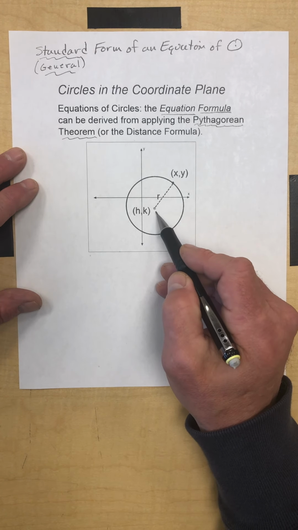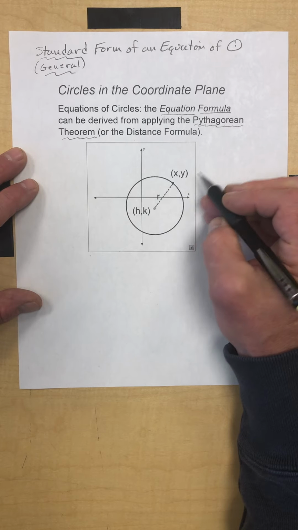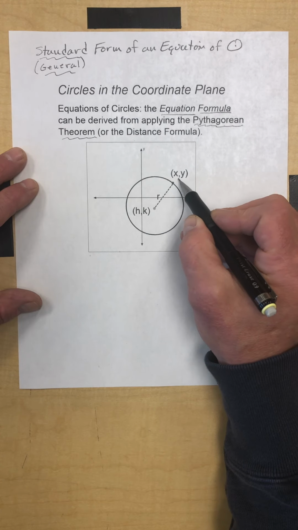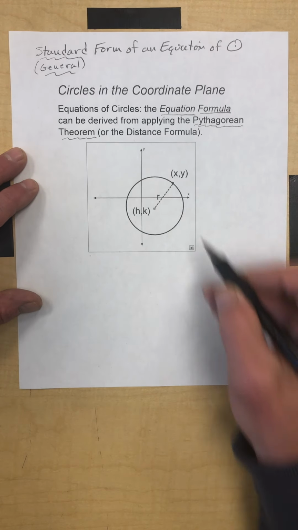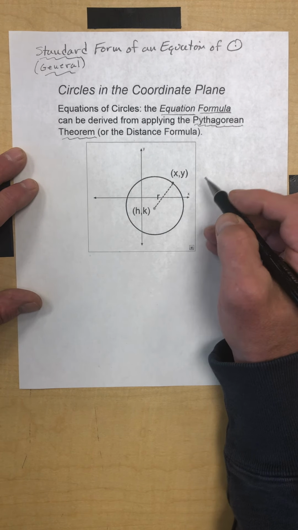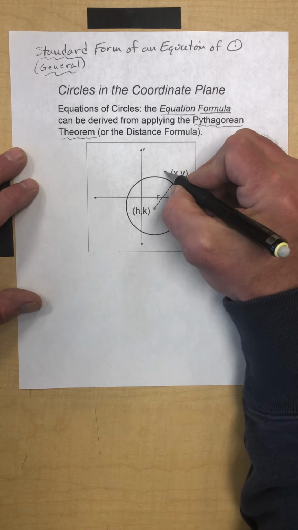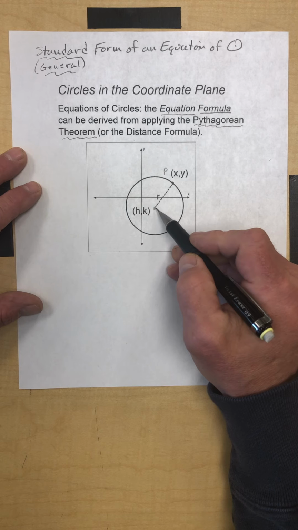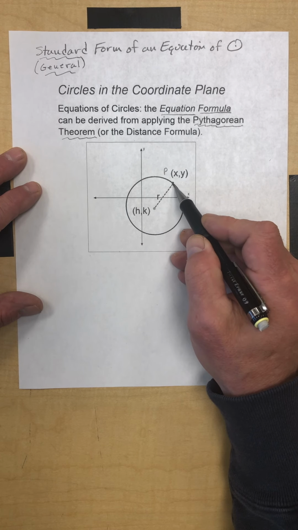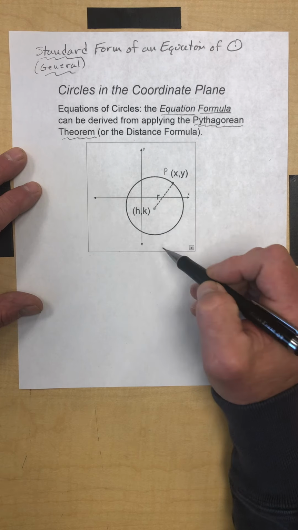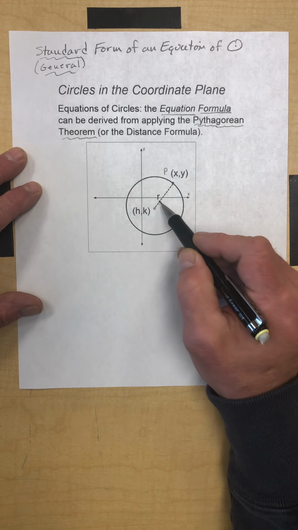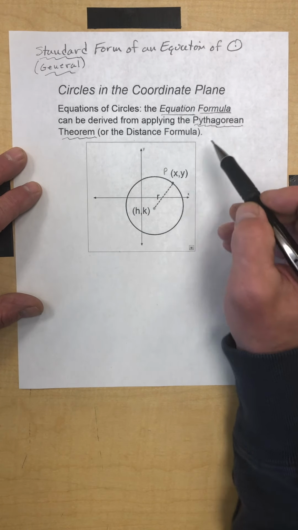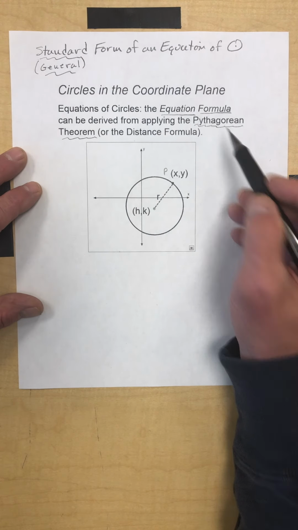So we have the center of the circle, (h, k), and we take any point anywhere on the circle and let that be some arbitrary (x, y). The x coordinate is x, the y coordinate is y, and a lot of times they'll call that point capital P. You can name it anything you want. We know the distance from the center to a point, which could be anywhere on the circle, is the radius. No matter where that point is, the radius is always going to be the same in a circle. So I want to derive this standard form of an equation using the Pythagorean theorem.